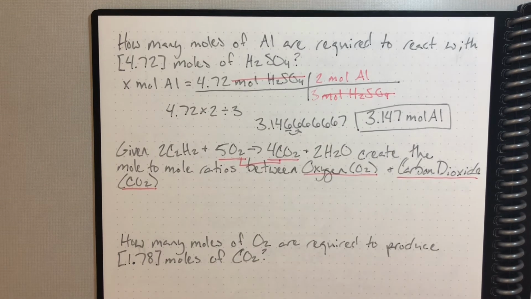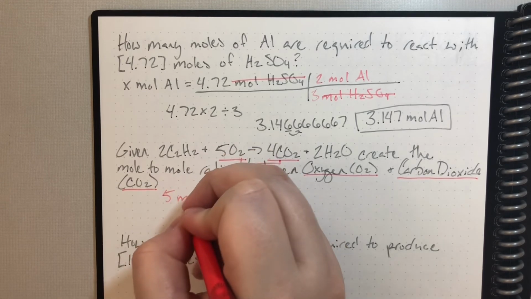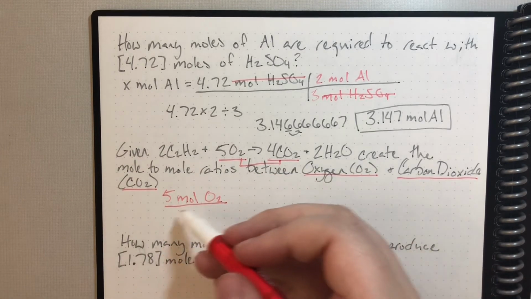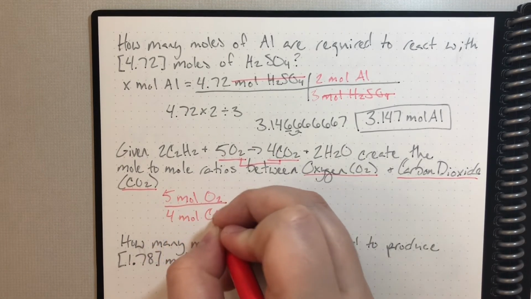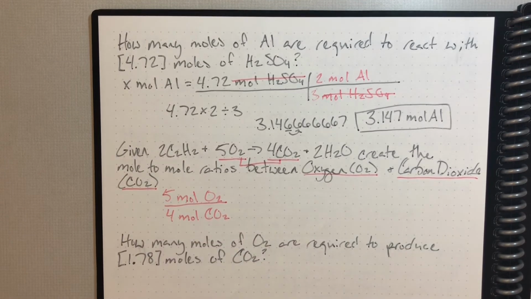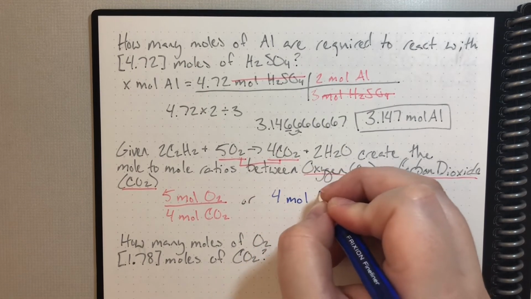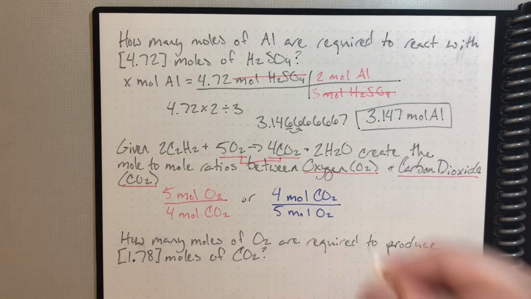Then I will reference the coefficients as I create the mole-to-mole ratio. The coefficient in front of oxygen is 5, so I will have 5. I will insert the word mole and then oxygen, O2. And for every 5 moles of oxygen, I have the coefficient in front of carbon dioxide, 4 moles of carbon dioxide. This is not the only version that I could possibly need in a problem, so I'm going to flip the fraction. When I do so, I will have the reverse ratio of 4 moles of carbon dioxide for every 5 moles of oxygen.